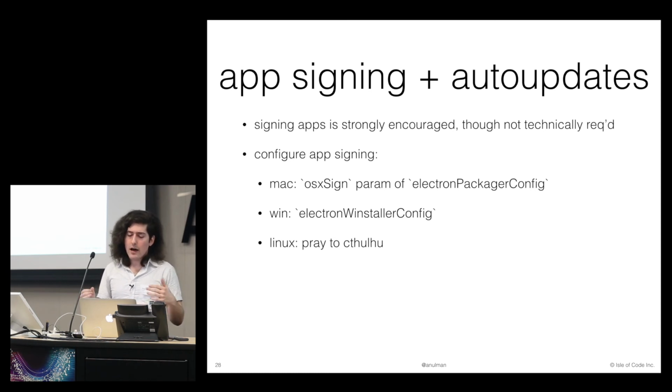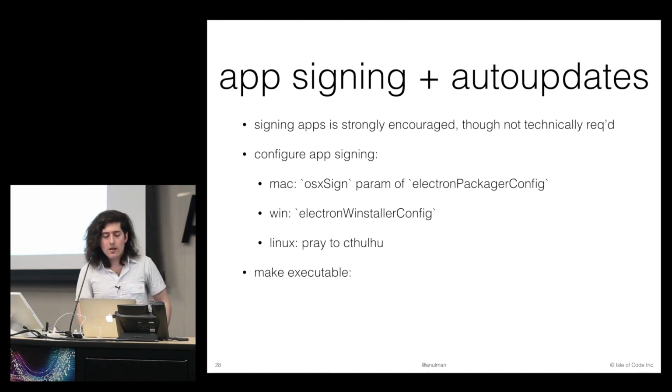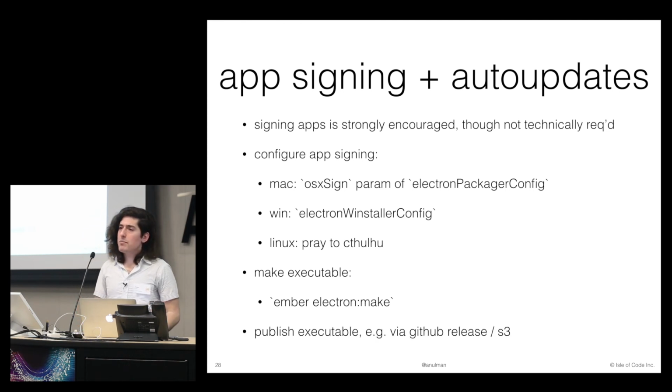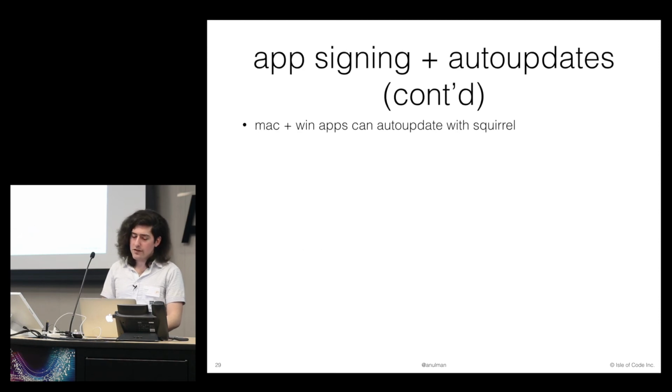High level though, in Linux, you'll want to learn how to publish for your system and then use a cron job to automate the process using your system's package manager. You then make the executable using ember-electron make, and then you can publish it either via SCPing the built distributable somewhere, such as an S3. You can also publish it via GitHub release.